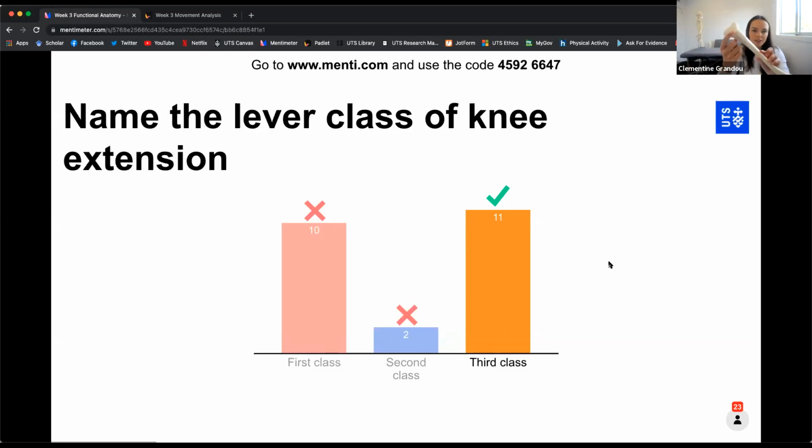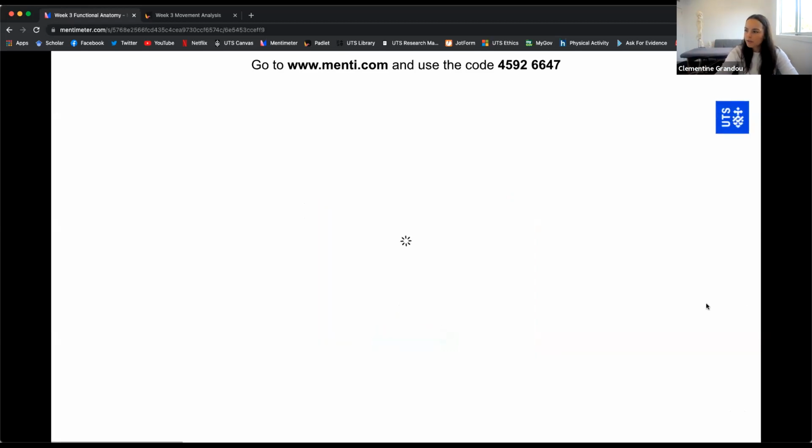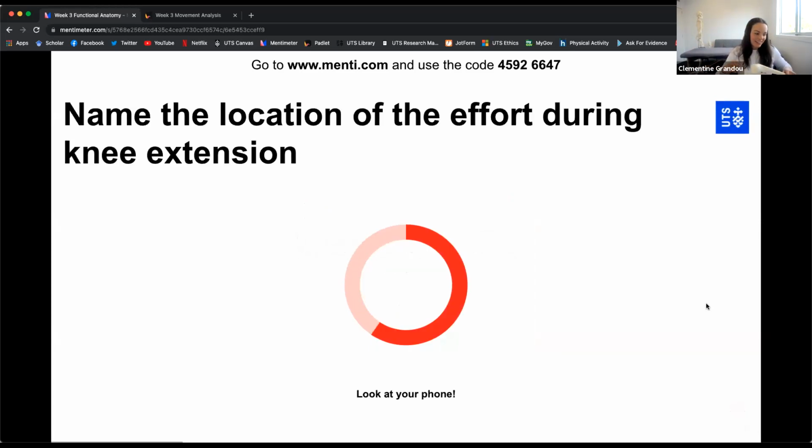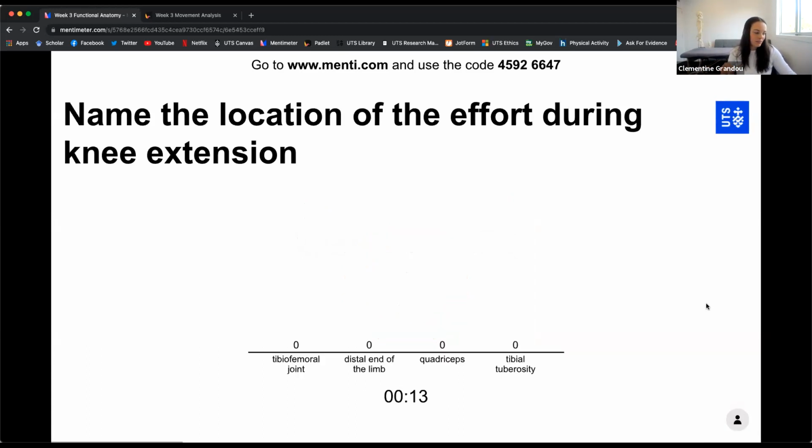Now, I purposely didn't tell you what the name of that landmark was, because I would have possibly given away the answer to our next question. So what is the location of the effort during knee extension?